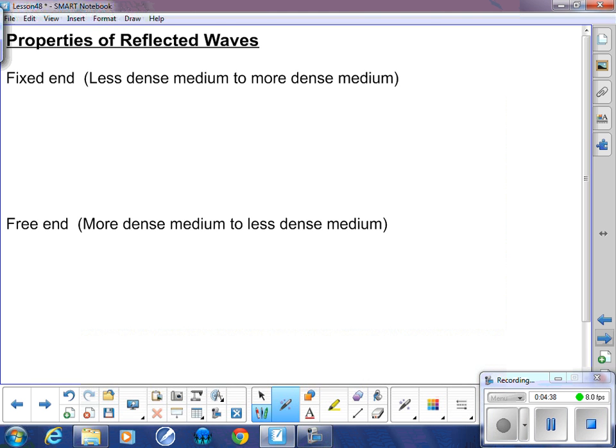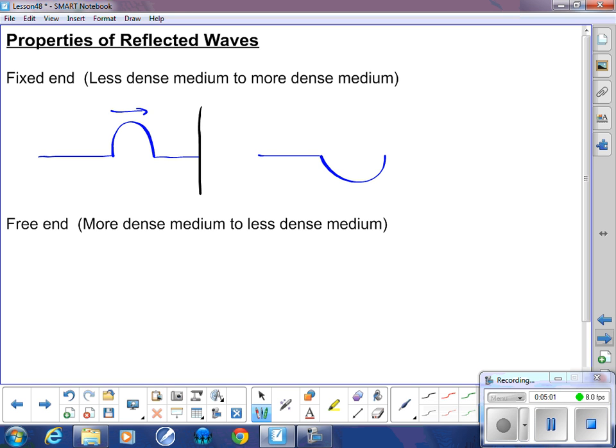Just a quick review on the basics from grade 11. We talked about fixed end. With a fixed end, if I send a pulse toward a barrier, then what happens? Well, that pulse, I'll put an arrow on it. What happens then is the pulse is reflected underneath.